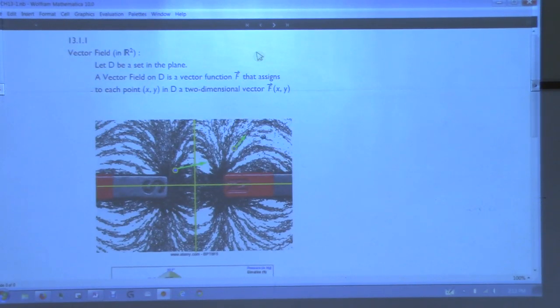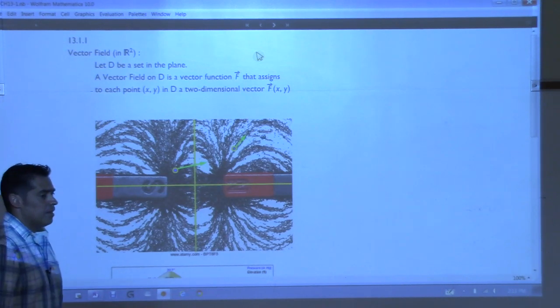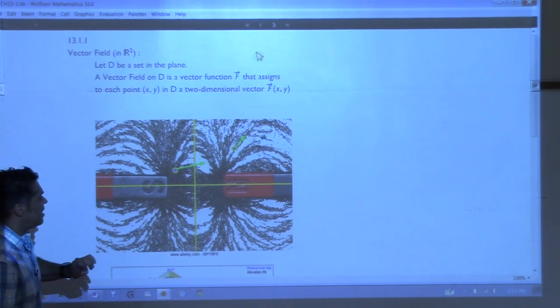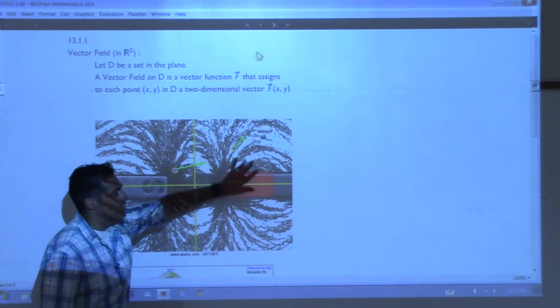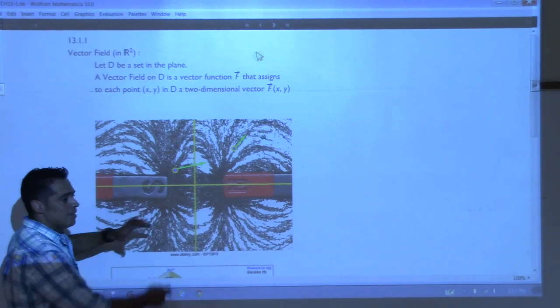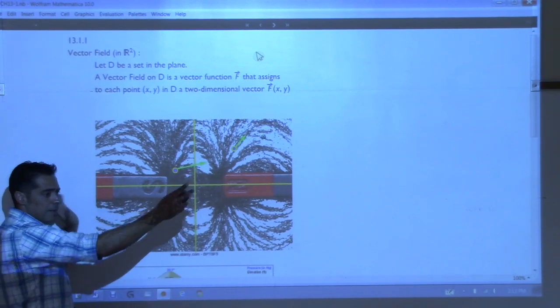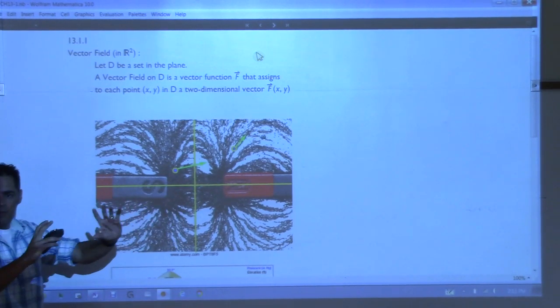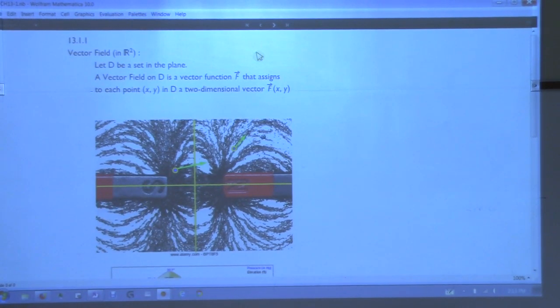So we now define something called a vector field. Here we're going to have vector fields in either two-dimensional or three-dimensional space. We're starting with two-dimensional space, where we let D be any set in the plane. Imagine you have a set of points in the XY plane. Maybe D is the whole space, maybe just the first quadrant, maybe a circle. Wherever it is, that's D, capital D.